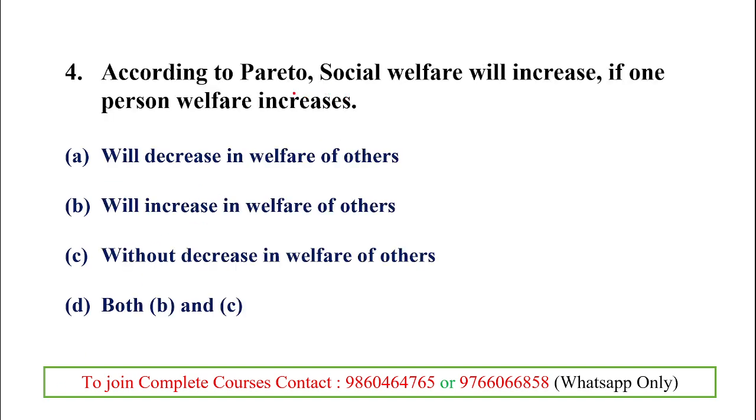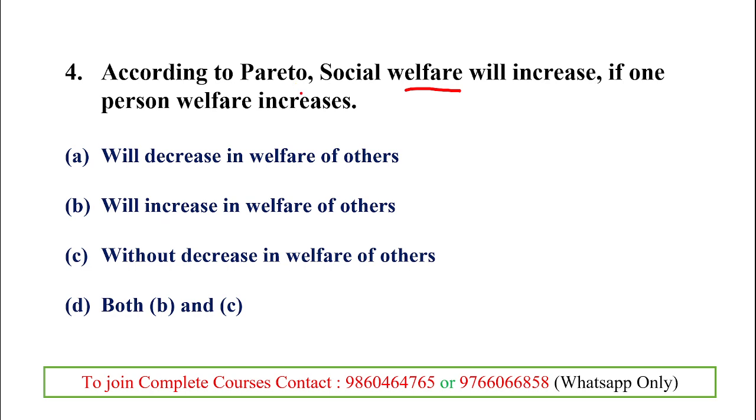According to Pareto, here Pareto means Vilfredo Pareto, who invented Pareto optimality. The question: social welfare will increase if one person increases their welfare without a decrease in welfare of others, or with an increase in welfare of others, or with a decrease in welfare of others, or both B and C. And Vilfredo Pareto, we know who that is. He's an economist from Paris, and he invented Pareto optimality. What is meant by Pareto optimality?